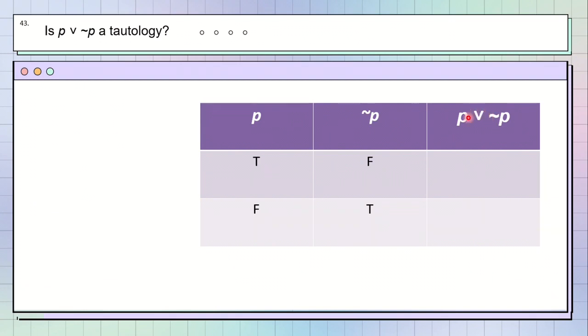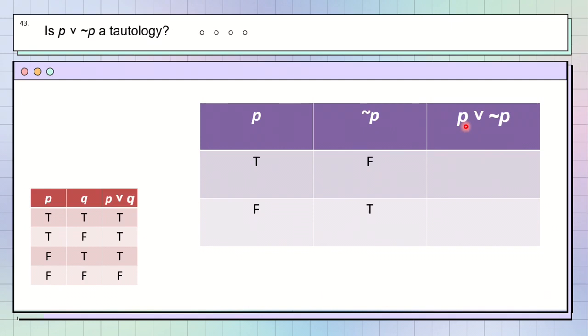This symbol is a disjunction. So let's look at the truth table of disjunction. As we can see, if the two values are true and false, the value will be true. So here, true and false, the answer is true. False and true, the answer is still true. So here we have proven that P or not P is a tautology.